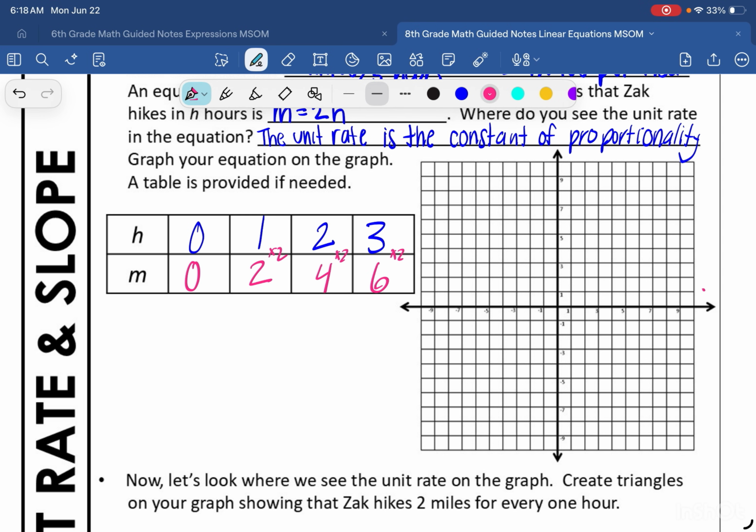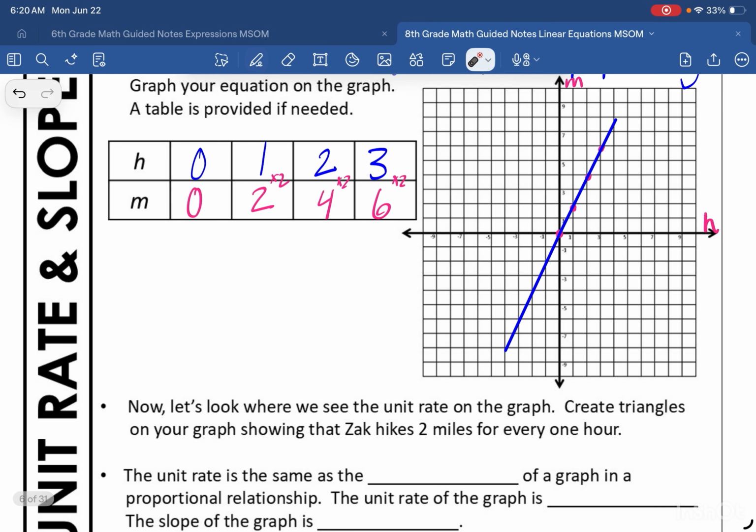So to graph this, my h will be on my x-axis, m will be on my y-axis. So I have the points 0, 0, 1, 2, 2, 4, and 3, 6. And then we will connect them to make a line. Now let's look where we see the unit rate on the graph.